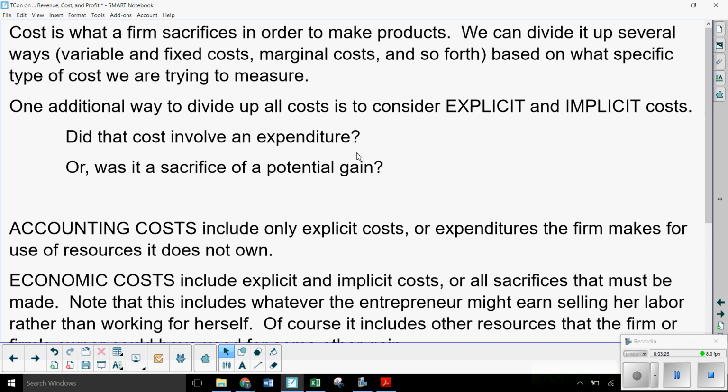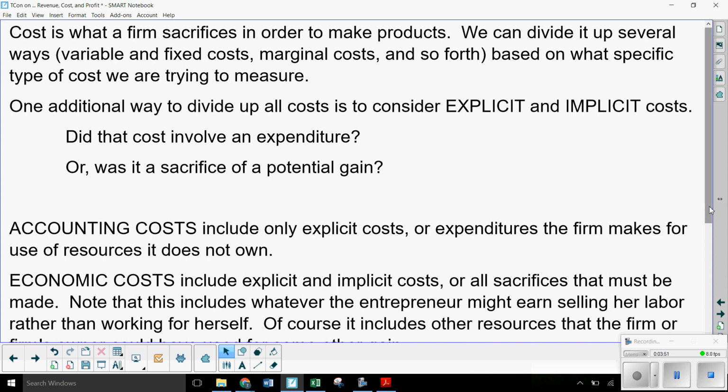Did they have to pay someone else to use some of their resources? Or was it something like they owned some resources and could have used those in a different way to gain something? And so then we would think of the cost as more a sacrifice of potential gain. Does the firm have to write a check for that cost? If so, it's an explicit cost. If not, probably you're thinking about implicit costs.